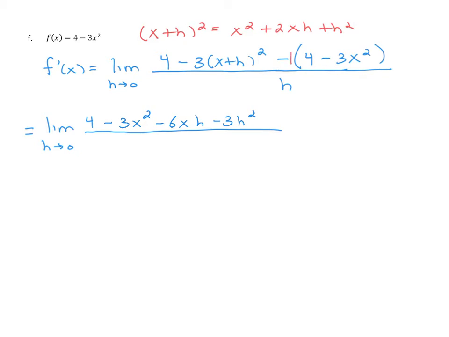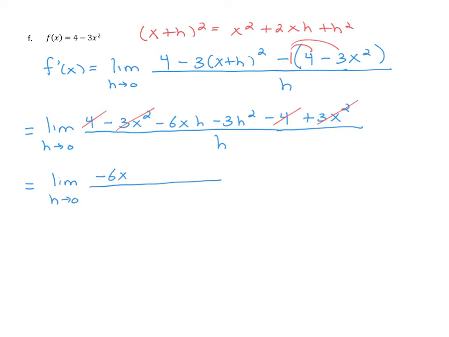We will then distribute this negative 1 to both terms in the parentheses. So that gives us a minus 4 and a plus 3x squared. And this is all over h. For things that cancel, a positive and negative 4, a negative 3x squared and a positive 3x squared. And that's it. We are left with the limit as h goes to 0 of negative 6xh minus 3h squared.